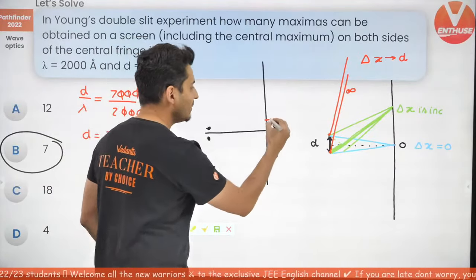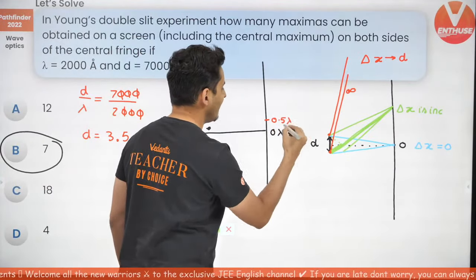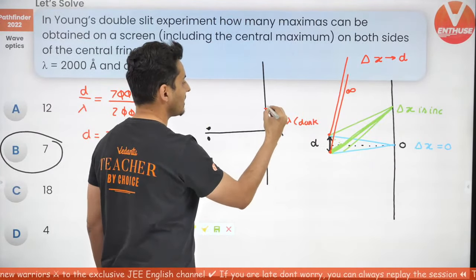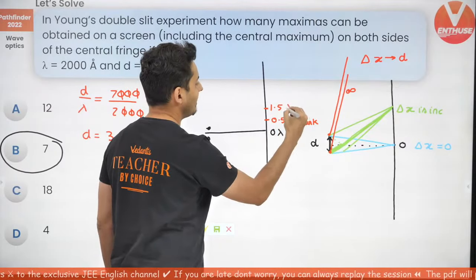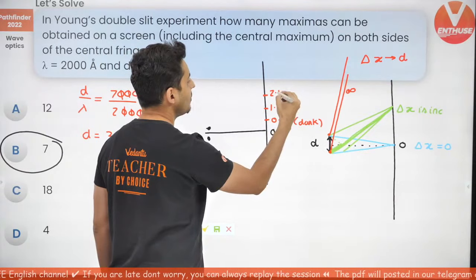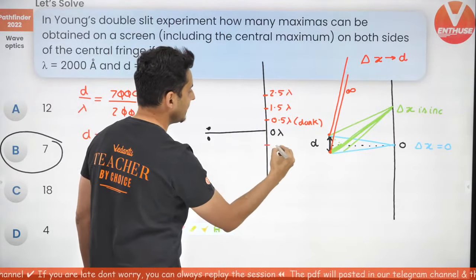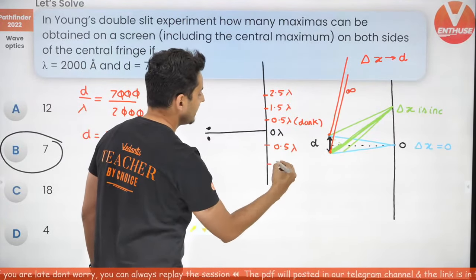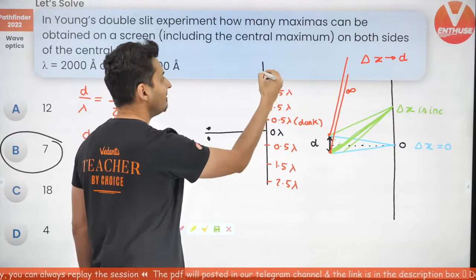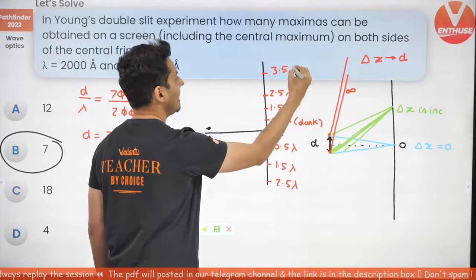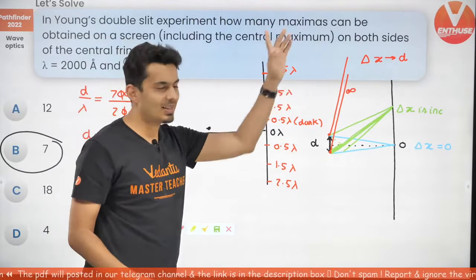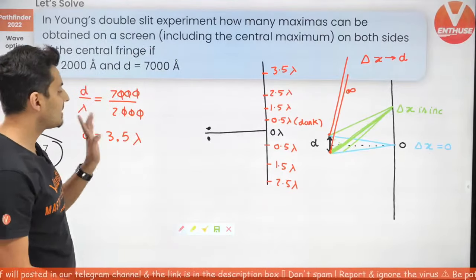Then you will get somewhere or the other 0.5 lambda. This will be your first dark fringe. Then somewhere you will get 1.5 lambda, which is your next dark fringe. Somewhere you will get 2.5 lambda. Same thing over here: you will get 0.5 lambda, 1.5 lambda, 2.5 lambda, and also 3.5 lambda. Should you take into account 3.5 lambda? Yes or no? Because the highest value is 3.5 lambda.